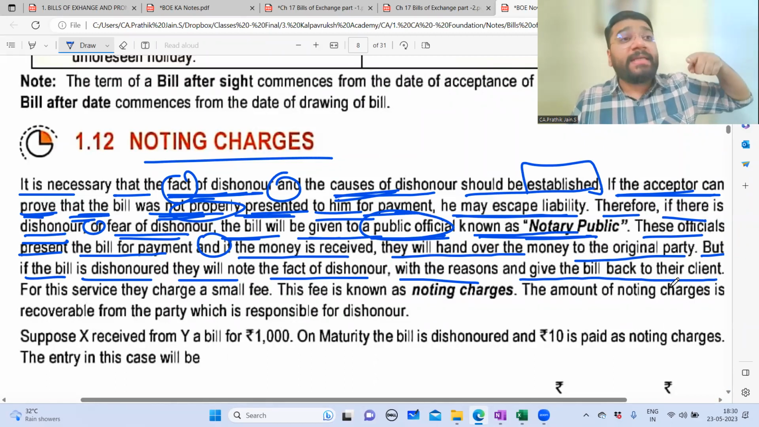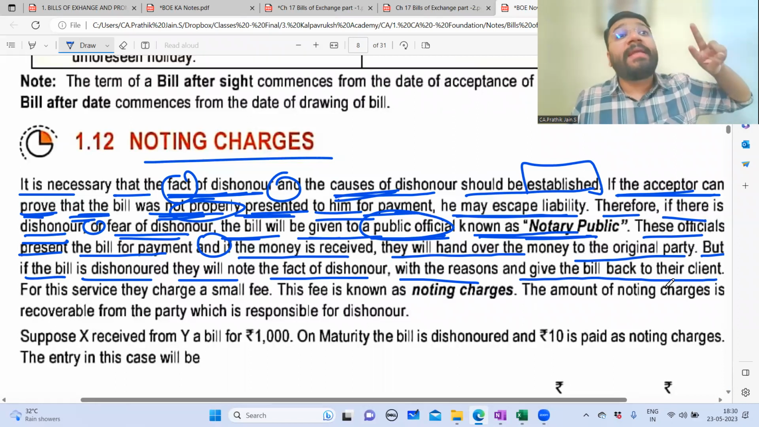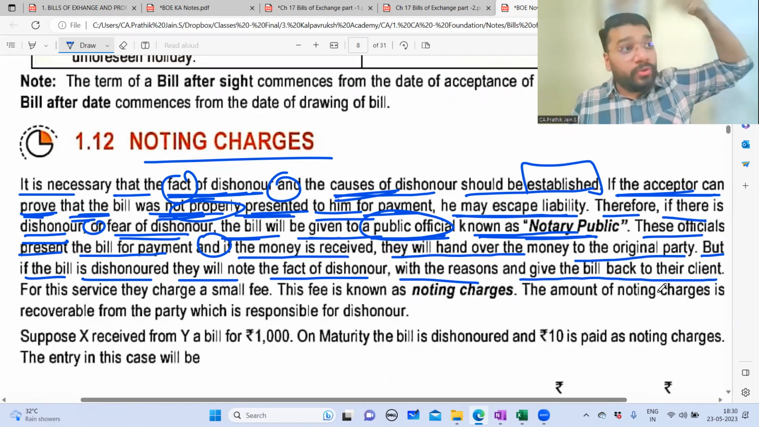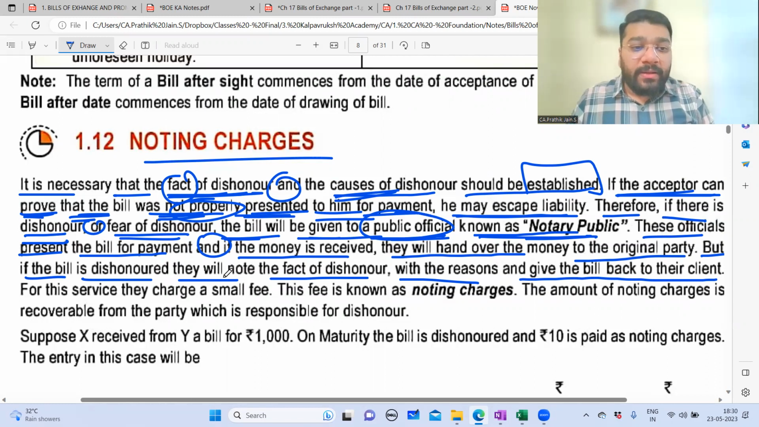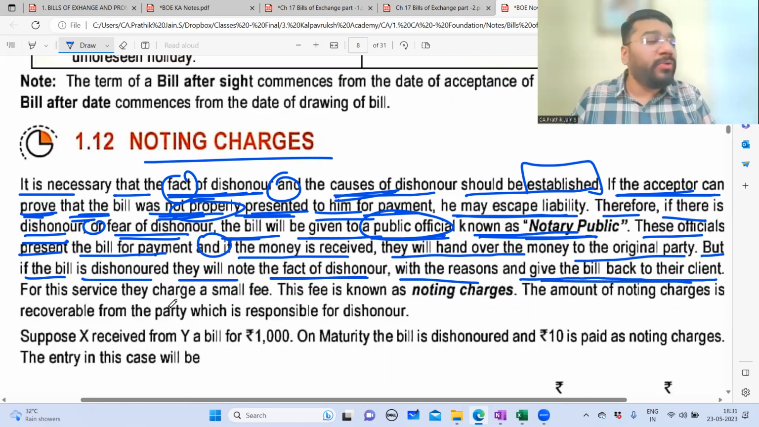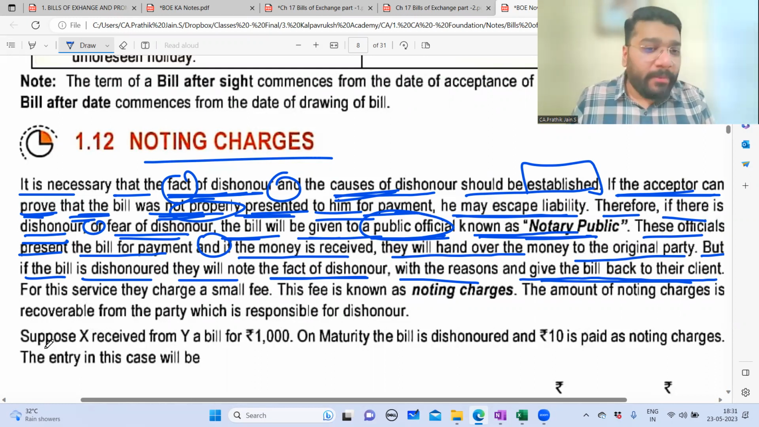Holder of the bill. Here, guys, who can go to the notary public? In case one, who's the holder of the bill? Seller himself, so he'll go to the notary public. In case two, who's the holder of the bill? Bank, so the bank will go to the notary public. In case three, who's the holder of the bill? Endorsee, which is the creditor. He will go to the notary public. In case four, who will go? Again, the bank. So the holder of the bill will go to the notary public, and the notary public will go and ask for the bill. If the bill is not honored, if the payment is not made, he'll note the reason for the same and give the bill back to the client, basically the person who has appointed the notary public.